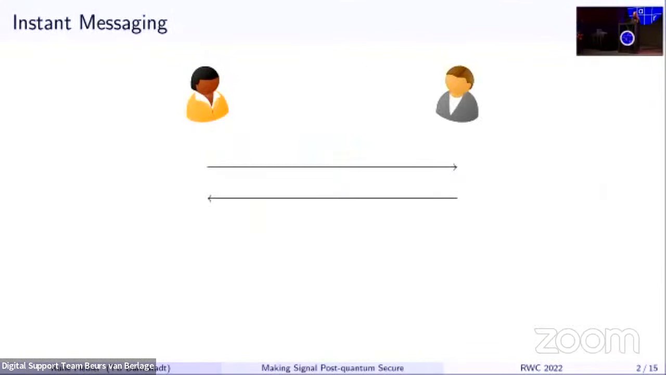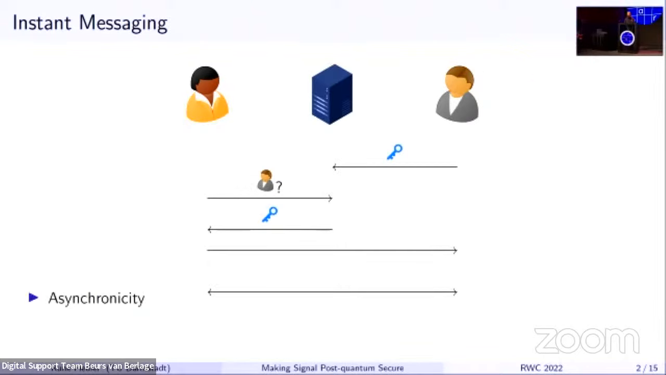So we're looking at the setting of instant messaging, where Alice wants to talk to Bob. You've probably seen this before. But what do we do if Bob is offline at the point in time when Alice wants to initiate the conversation? For this case, Bob needs to pre-upload his key material to a key server so Alice can fetch it whenever she wants to initiate the conversation. And this property we call asynchronicity.